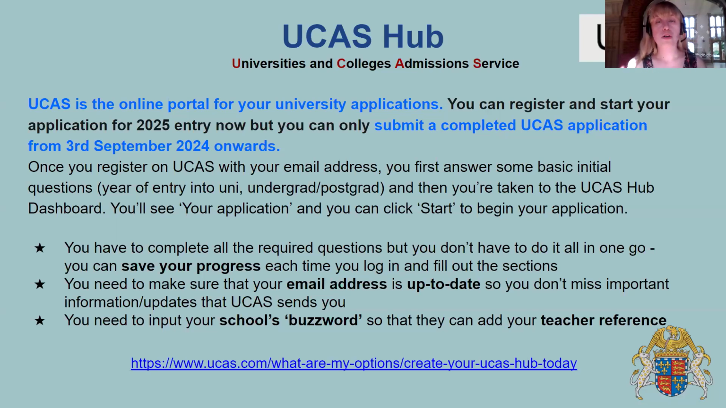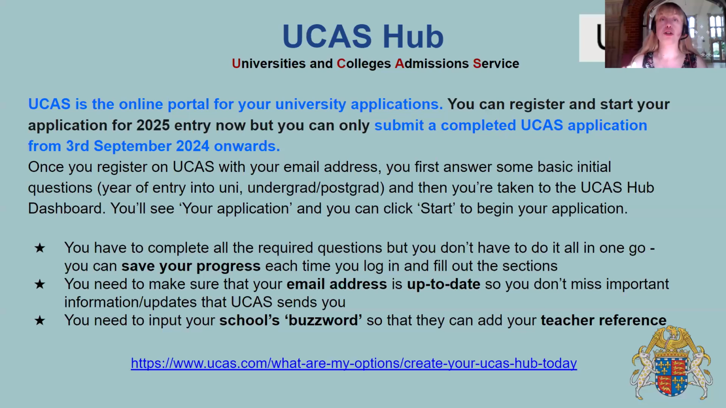Once you register on UCAS with your email address, you first have to answer a few basic questions: your year of entry and the level of qualification you will get, which is undergraduate for the audience I'm speaking to today. Then you will be taken into the dashboard and you can start your application in the hub. You have to complete all of the required questions, but you don't have to do that all in one go. I'd recommend starting, saving your progress each time, and coming back to complete it bit by bit, filling out all of the different sections as you go.